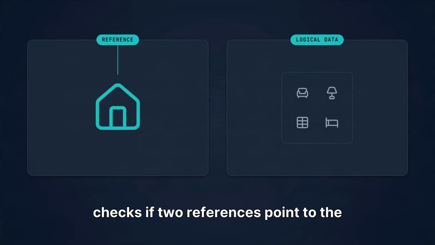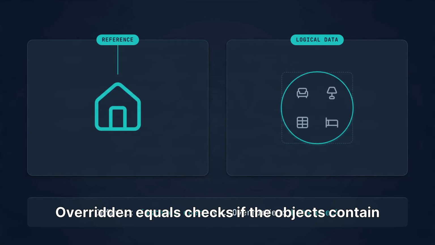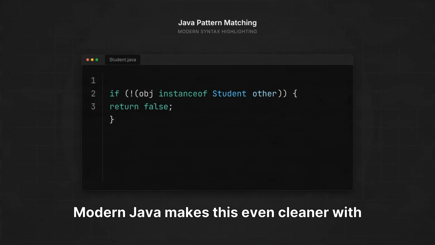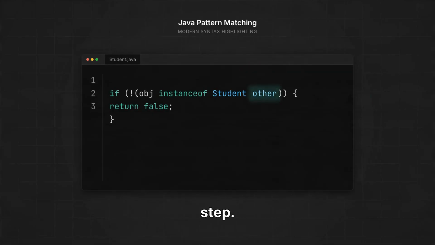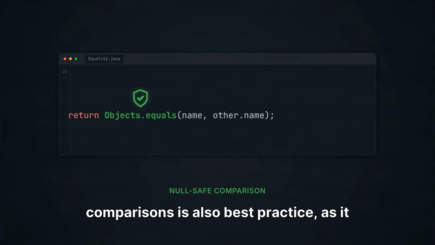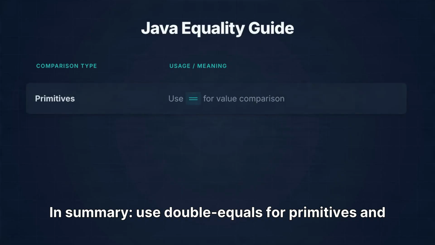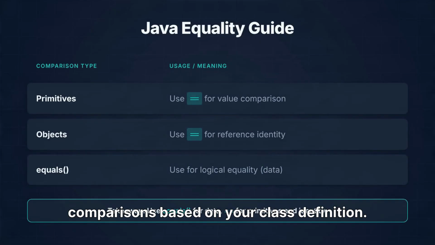Think of it this way. Default equals checks if two references point to the same instance. Overridden equals checks if the objects contain the same logical data. Modern Java makes this even cleaner with pattern matching for instanceof, allowing you to check the type and cast in one step. Using the Objects utility class for field comparisons is also best practice, as it safely handles potential null values for you. In summary, use double equals for primitives and identity checks, but use equals for logical comparisons based on your class definition.